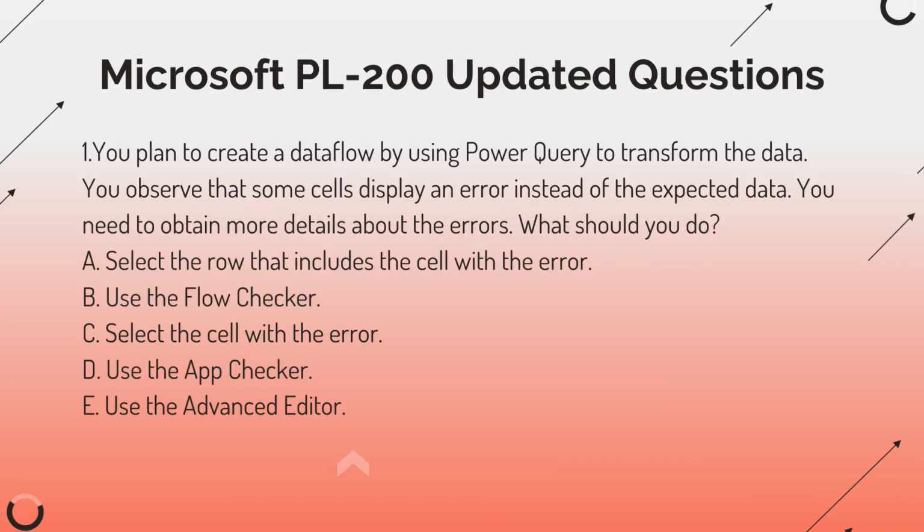1. You plan to create a data flow by using Power Query to transform the data. You observe that some cells display an error instead of the expected data. You need to obtain more details about the errors. What should you do? A. Select the row that includes the cell with the error. B. Use the flow checker. C. Select the cell with the error. D. Use the app checker. E. Use the advanced editor.